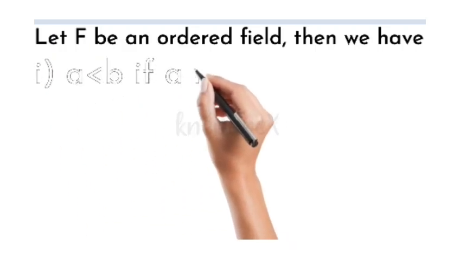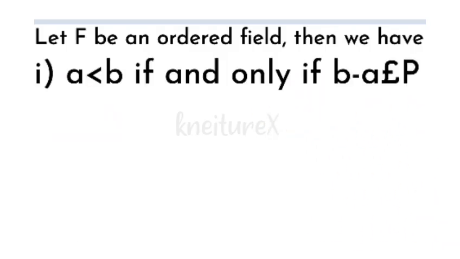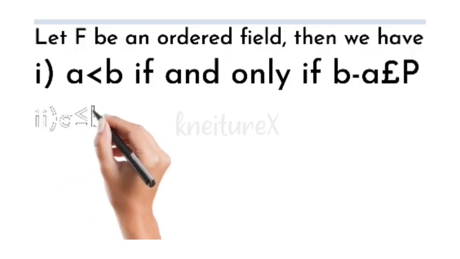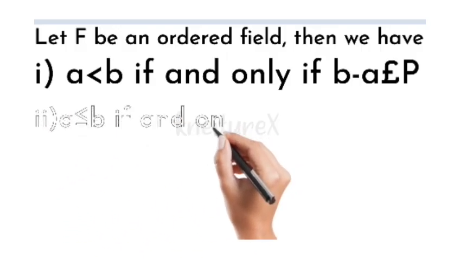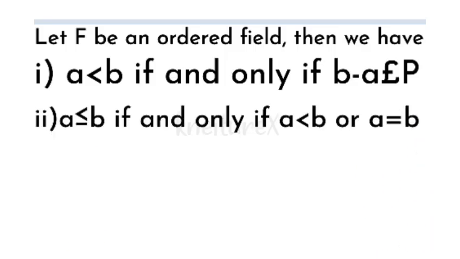It must be that either A is less than B. Take for example 1 is less than 2, if and only if 2 minus 1 is in our subset, which is our ordered field. So you can see that situation must hold. Then there must also be a situation where A is less than or equal to B. This means that either A is less than B or A is equal to B.